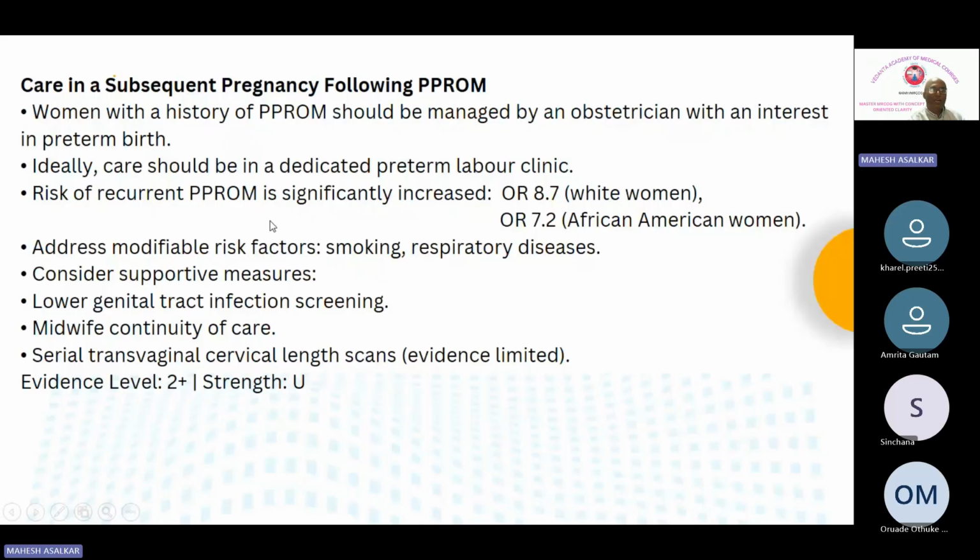Okay, so you need to advise on modifiable factors like smoking, respiratory problems. You need to address these particular factors. Okay, and consider supportive measures. So these are the things which you can do. And serial transvaginal cervical length scans.